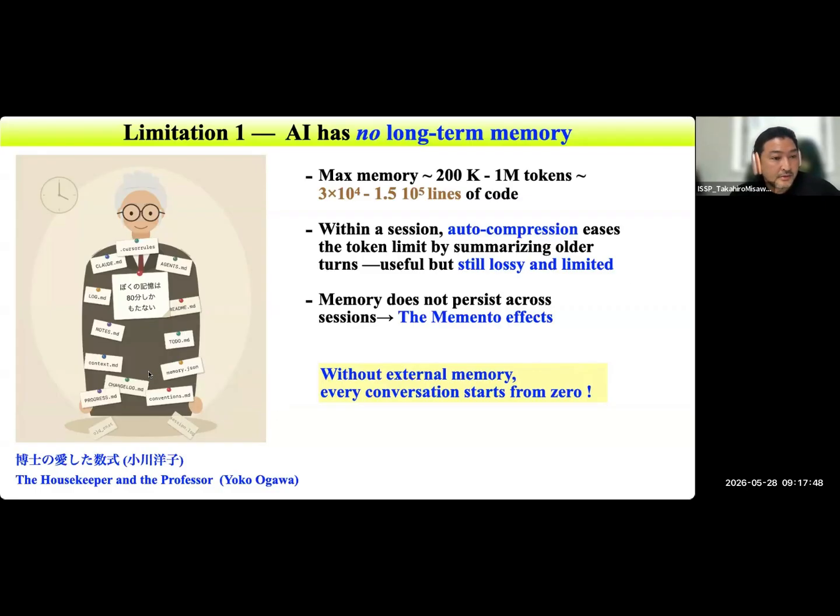Okay. In this novel, the mathematician found a workaround for having long-term memories. As an external memory, the mathematician wrote a memo and pinned the memo to his clothes like this. For using AI, we do similar things to have a long-term memory.